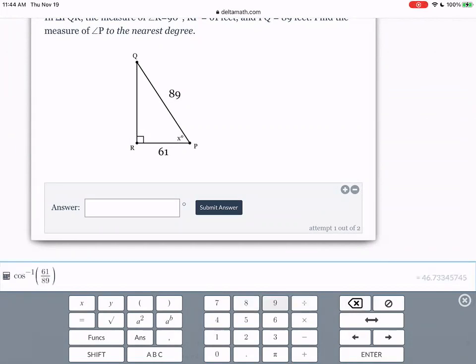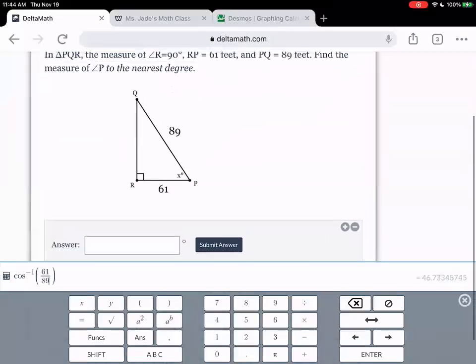All right, it gave us 46.7. We want to round it to the nearest degree according to Deltamath. So we have 46.7. The 7 is large. That means we round this to a 47 instead of a 46. So we rounded it up.